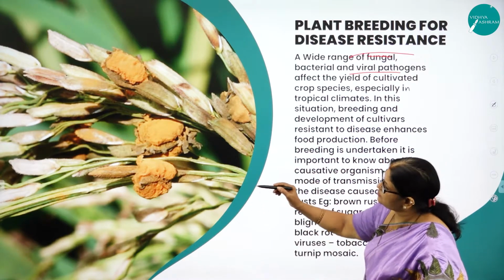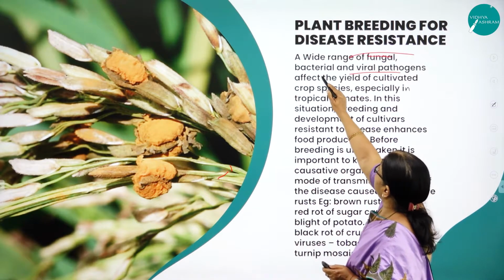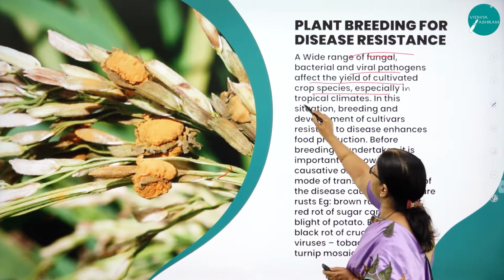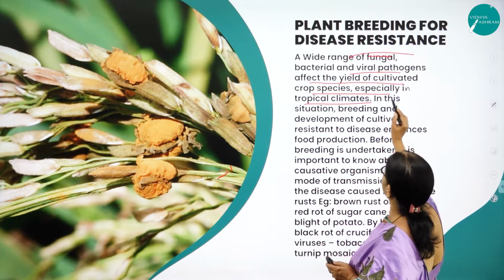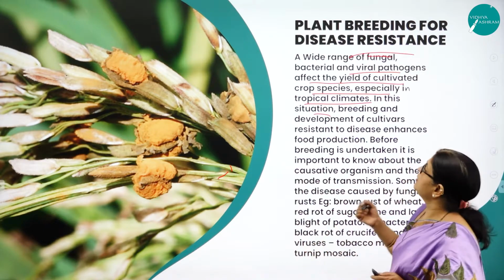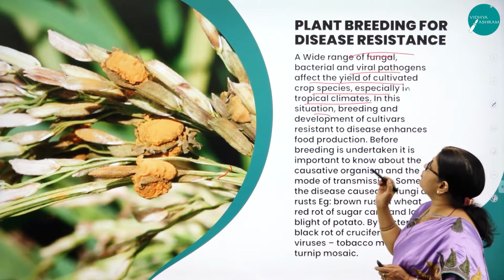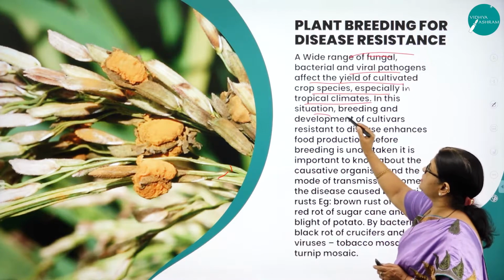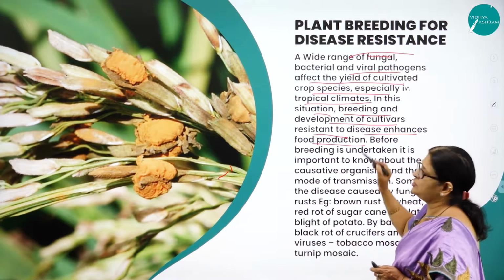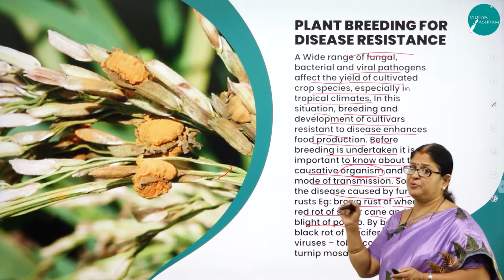As I said, here you can see the picture. A wide range of fungal, bacterial and viral pathogens affect the yield of cultivated crop species, particularly in tropical climates. In tropical climatic conditions, most of the crops are affected by fungal, bacterial and viral pathogens. So definitely, breeding and development of cultivars resistant to disease enhances food production. As I said, it is going to affect the economy of that particular crop.